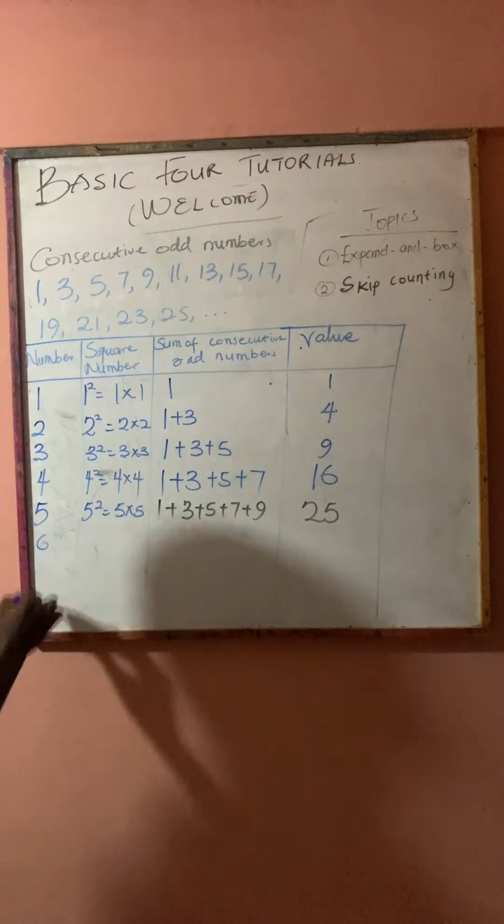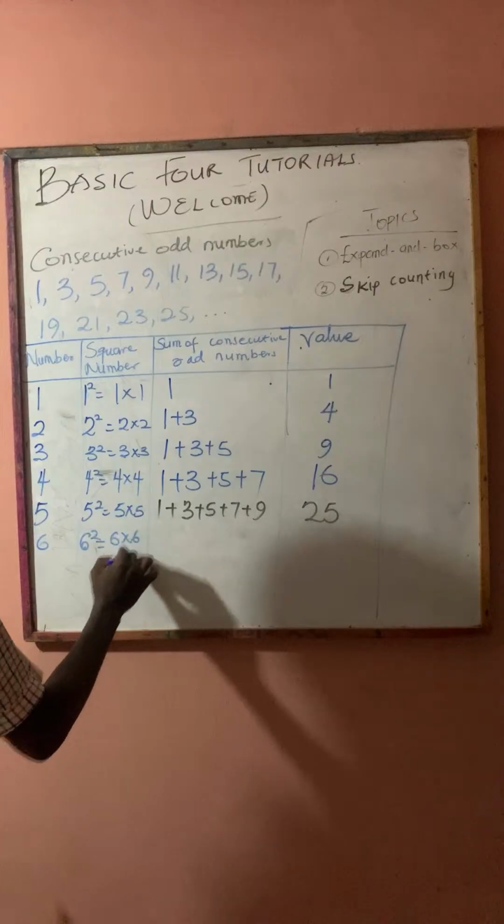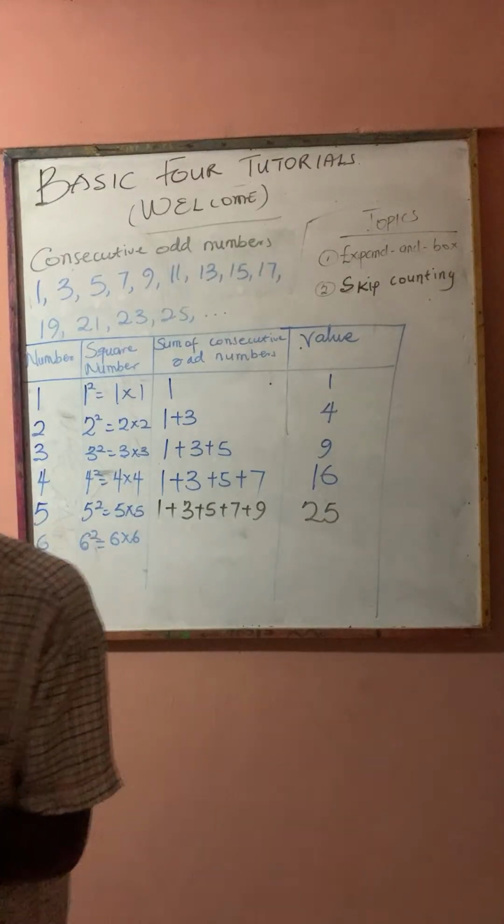Let's do for 6. What is 6 squared? The set of odd numbers for 6.